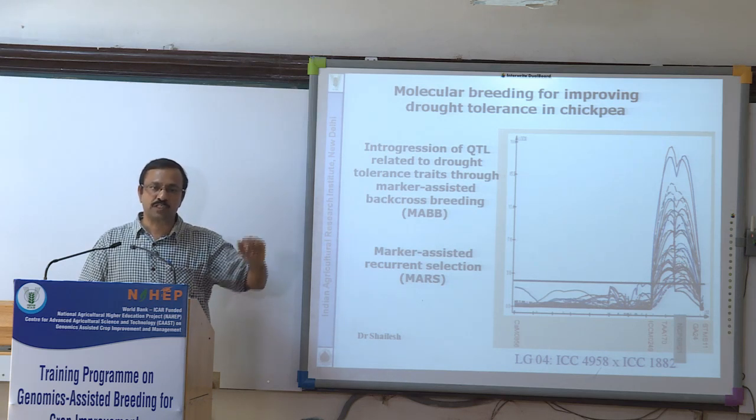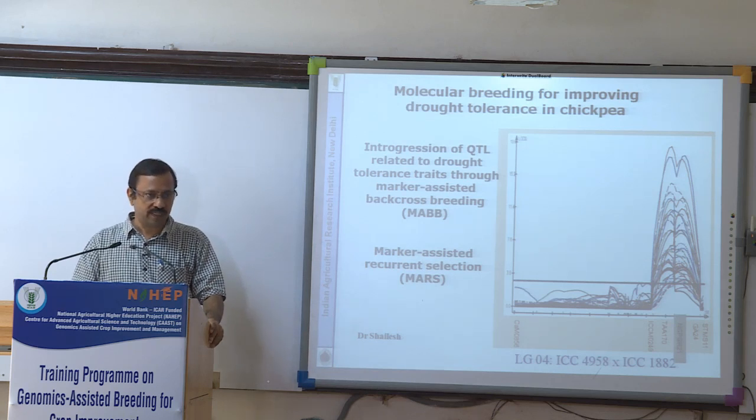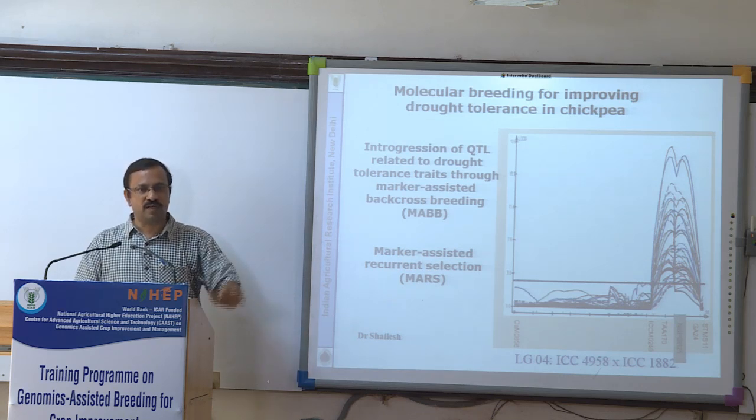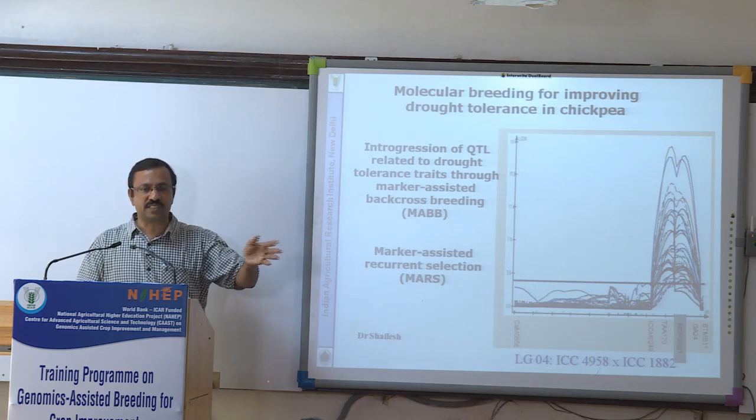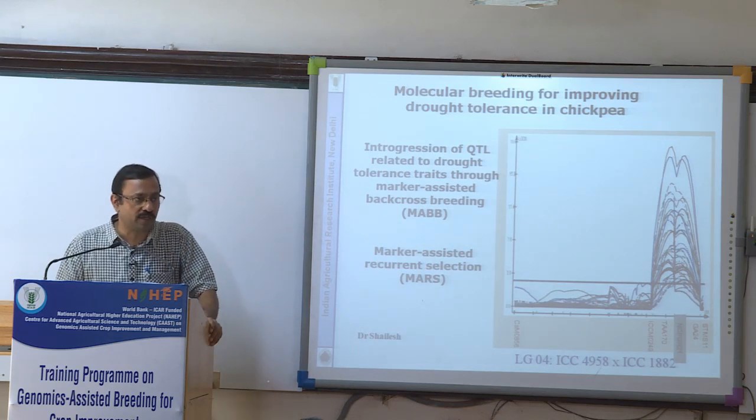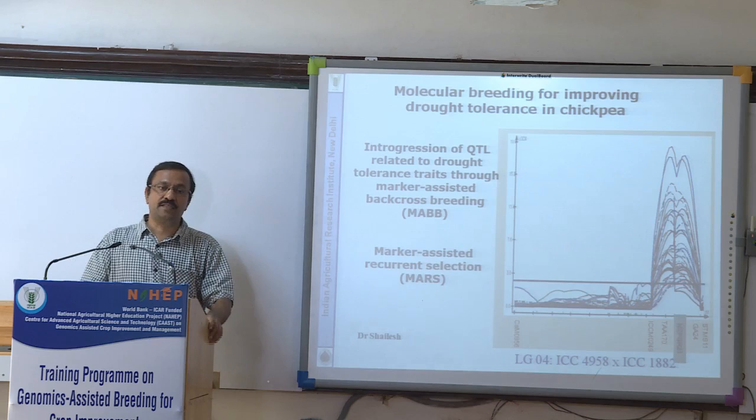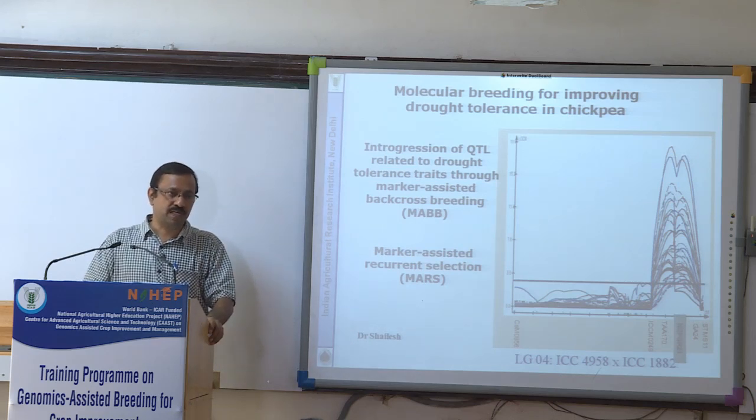That means these are housekeeping markers, right? You have that marker absent, but still that plant is drought tolerant. So again that marker is a housekeeping marker.